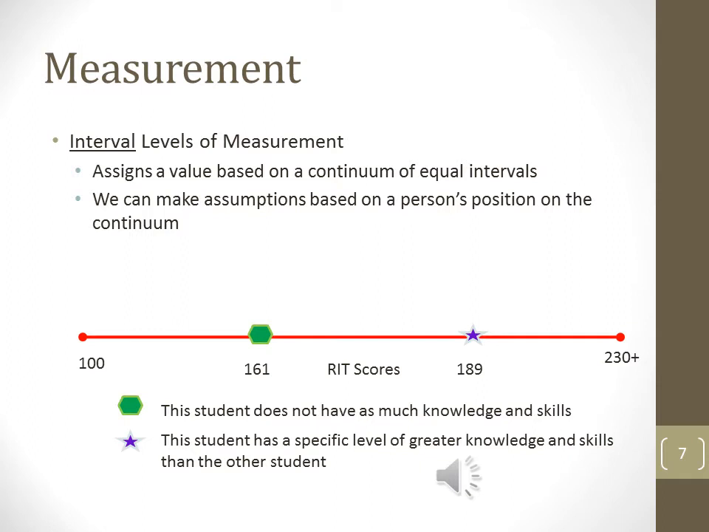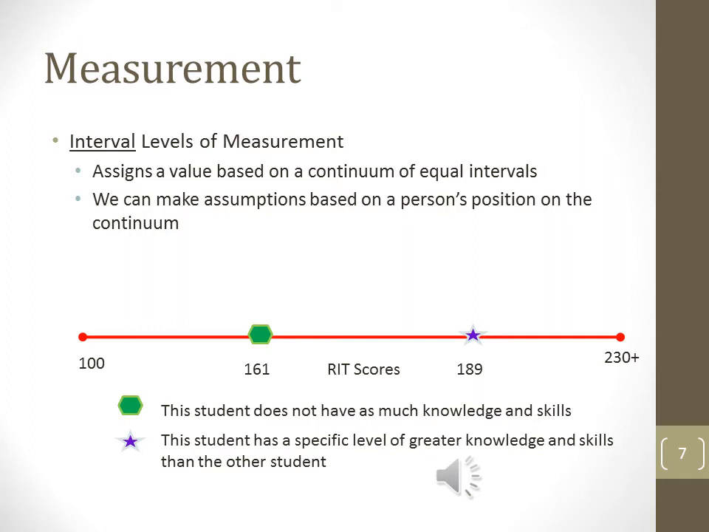A simple example would be height. We know that if two people are measured, the difference between them can be measured in exact equal intervals of centimeters, inches. So if one person is 5 foot and the other person is 5'3", we know the second person is exactly 3 inches taller than the first person.